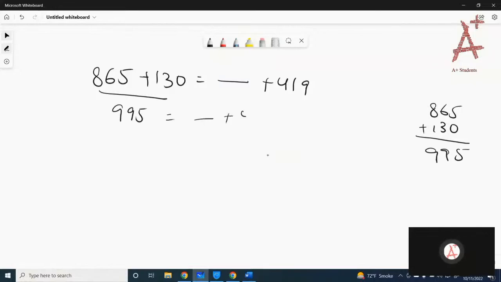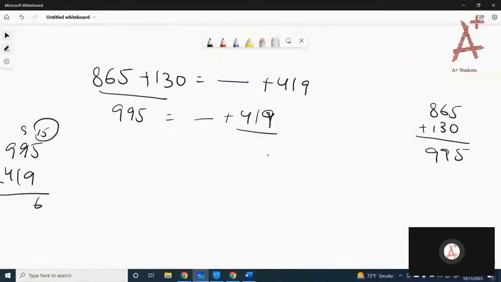Got it? Now what you have to do? You have to subtract the given number out of the sum. Just subtract 419 out of 995. Got it? We cannot subtract 5 out of 9, so we need to borrow 1. It would be 15. 15 subtract 9 is 6. Here you are left with 8. 8 subtract 1 is 7, and 9 subtract 4 is 5. That means the number that balances the equation is 576.